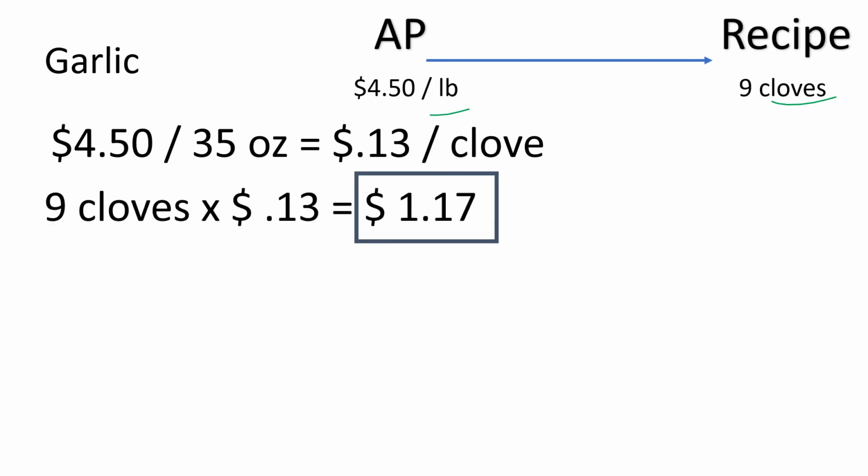Then 9 cloves. Do our units match now? Yes. Cloves and cloves. So 9 cloves times 13 cents each gives me $1.17. Okay, that's how we can go from pounds to cloves.